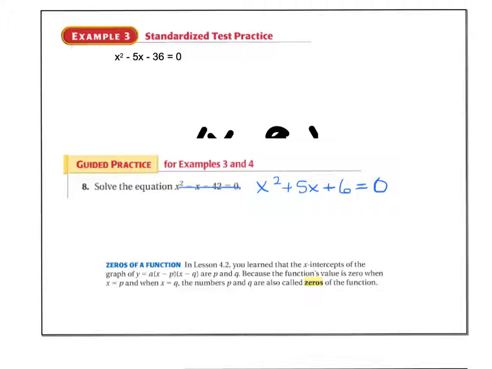So the function's value is 0 when you have found the intercepts. And so we call these things also the zeros of a function. You can call it the solutions of a function, you can call it the roots of a function, but you can also call them the zeros of the function for this reason.